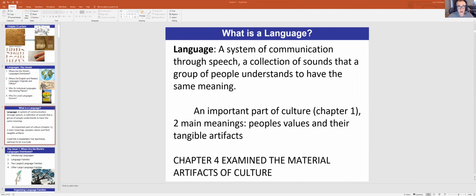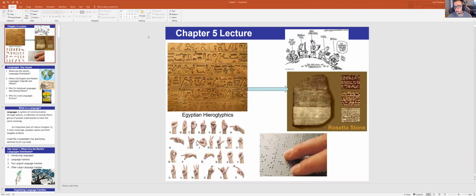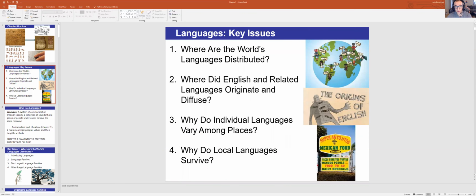So chapter 5 deals with languages, right? And according to your book, you have the key issues that are broken down by how we're going to examine languages through the material. So where are the world's languages distributed? Where did English and related languages originate and diffuse? Why do individual languages vary among places? And lastly, why do local languages survive? I'm not going to spend too much time on key issue 4. That'll be your responsibility. I'm really going to go through the first 3.